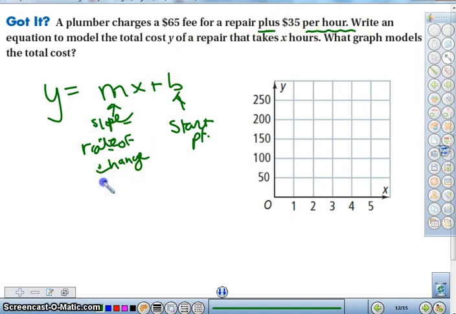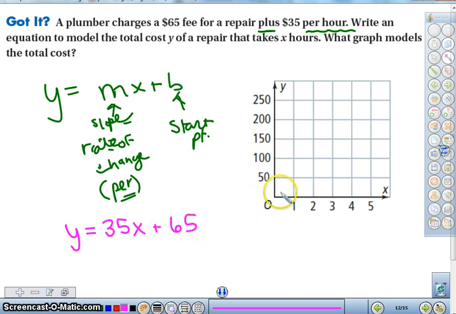So that word per, that almost is always with your slope. That's a key phrase when you look at a sentence and trying to figure out your slope. Per should really help you identify. So y is equal in this case to $35 per hour, plus they charge you an initial fee of $65. What does that mean? Initially they're charging us at 0 hours $65, which isn't real, gonna happen.